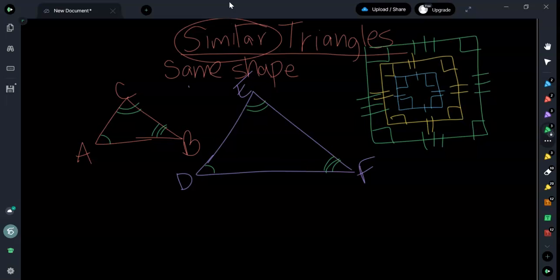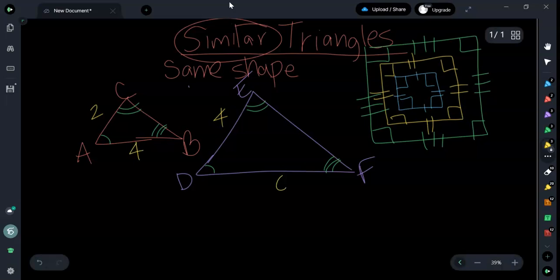So, with that being said, let's look at sides. Looking at sides, I'm going to give you some ideas here. Let's say that this side is 2 and this side is 4. And let's say this side is 4 and this side is 8. And let's say that this side is 5 and this side is 10. So the question is, do I know if these two triangles are similar or not? Let's say I don't know the angles.